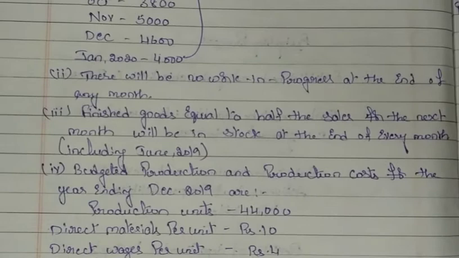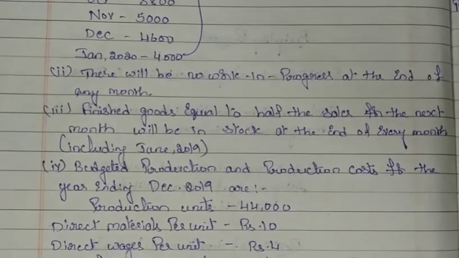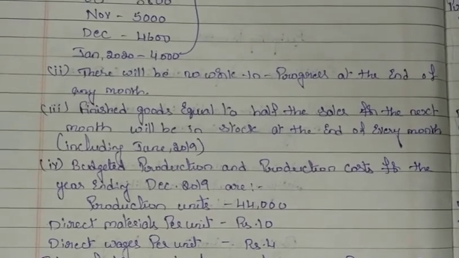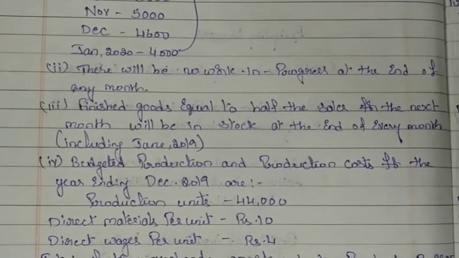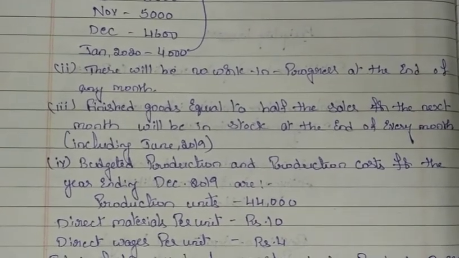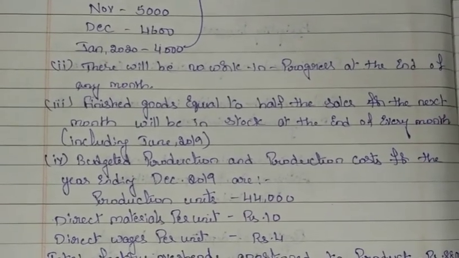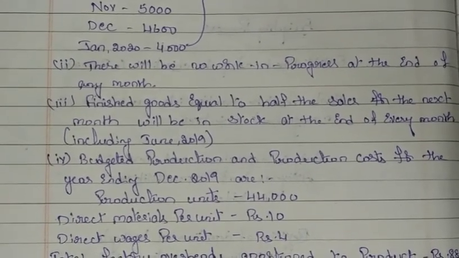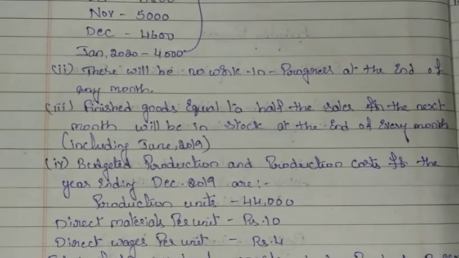And the second point they are saying is that there will be no work in progress at the end of any month. It means there is no work in progress, all are finished goods itself, no work in progress will be present at the end of any month. And the third point is finished goods equal to half of the sales for the next month will be in stock at the end of every month, including June 2019.